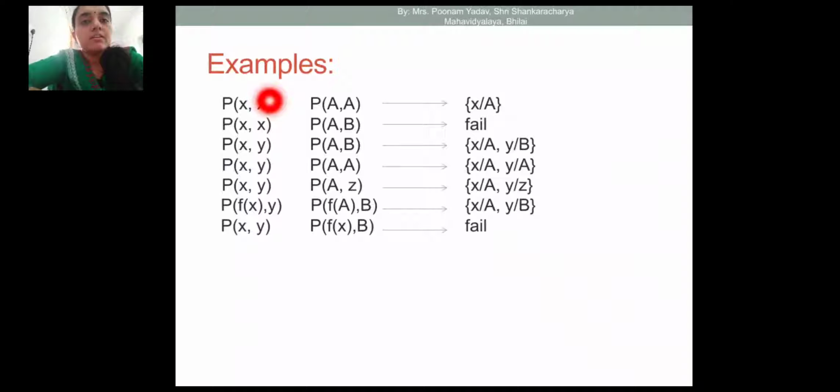Here we can see the example. Suppose P(x, x) and P(a, a). Then we can say x is a. Yes, it is true. But if we say P(x, x) and P(a, b), then we cannot infer. It will fail. Again, P(x, y) and P(a, b), then we will have x is a and y is b. But suppose we have P(x, y) and P(f(x), b), then it will not unify.